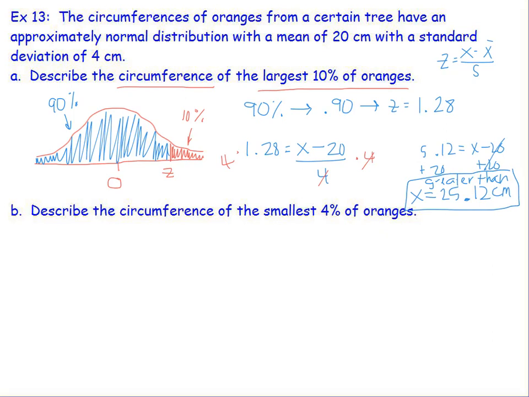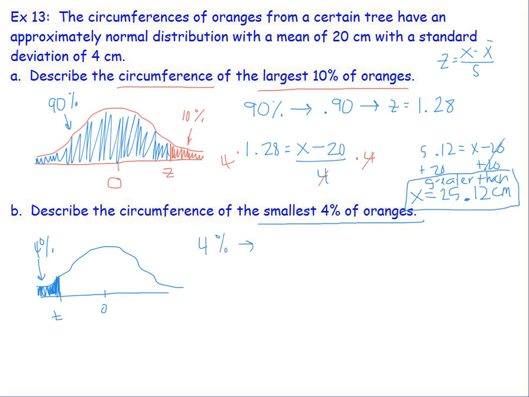Describe the circumference of the smallest 4% of oranges. So again, if we're thinking this is an x-axis scale with 0 in the middle, the left side is always the smaller side. So somewhere over here, there is a z-score, and the smallest would be shading to the left. So this part right here is 4%. Well, that's a good thing. We like shading to the left because shading to the left is what the blue sheet does. So we're going to take that 4%, and that's the number we're working with.